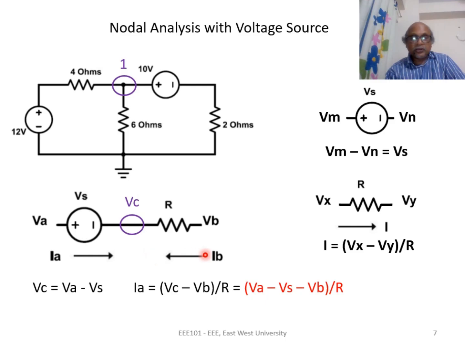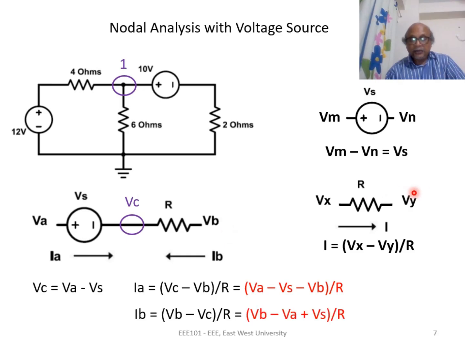Similarly, if I want to express Ib, the current flowing in the opposite direction, in terms of node voltages, I would write Ib is (Vb minus Vc) by R. Using this equation of Vc, we get this expression. You can see that in our final result, there is no Vc. So it is not necessary to assign a voltage in the intermediate node. We can just tell what the voltage is by observation.